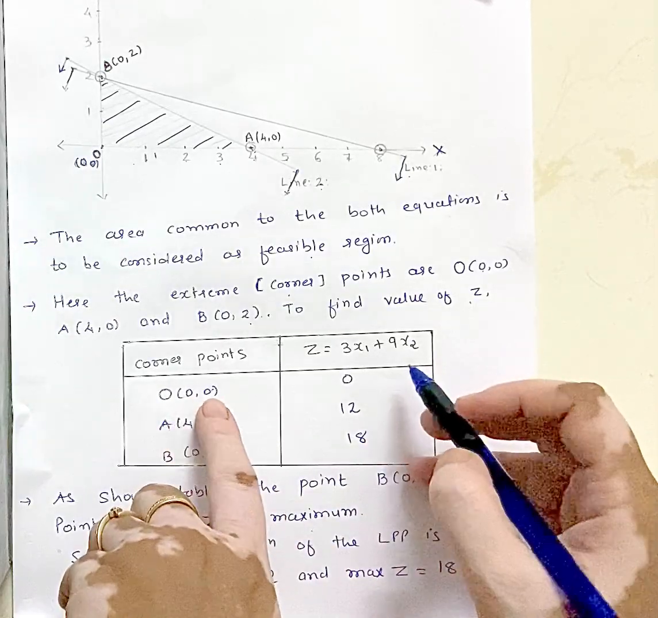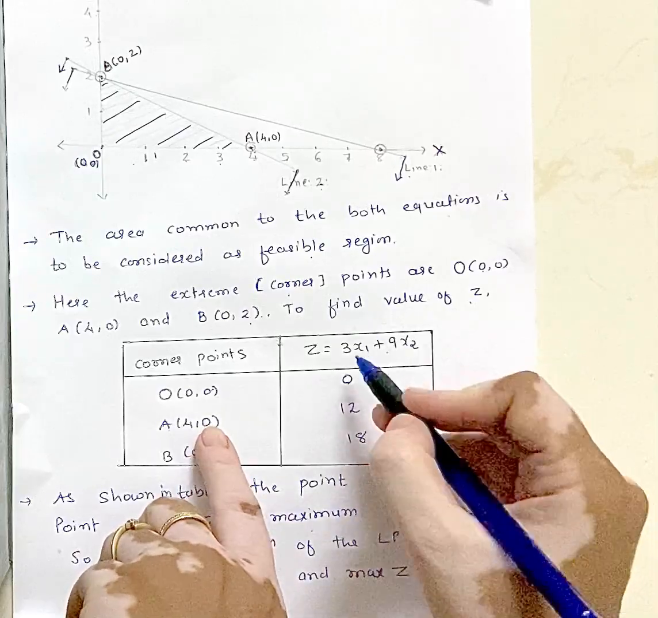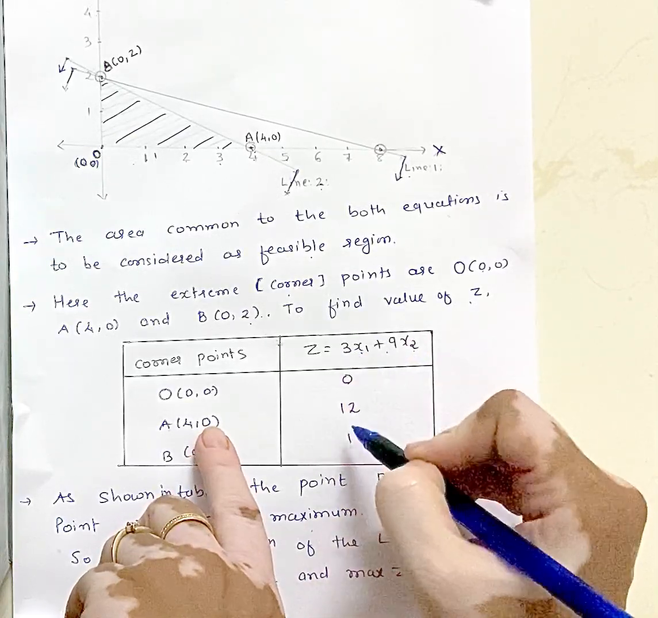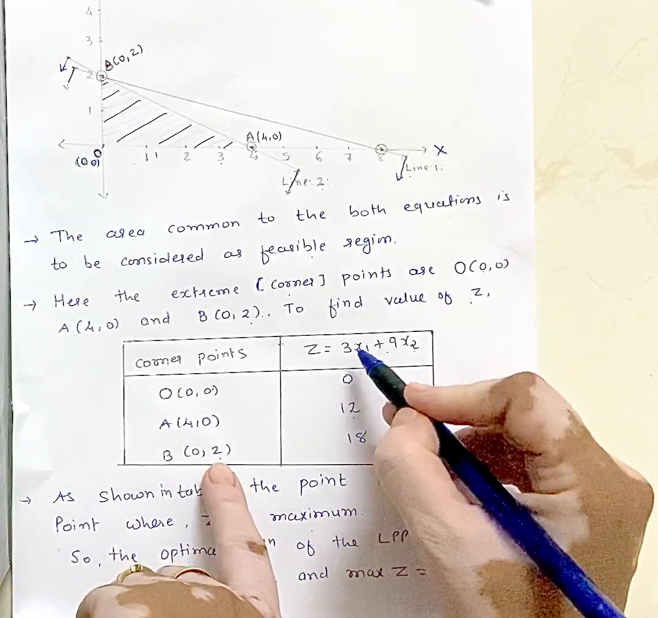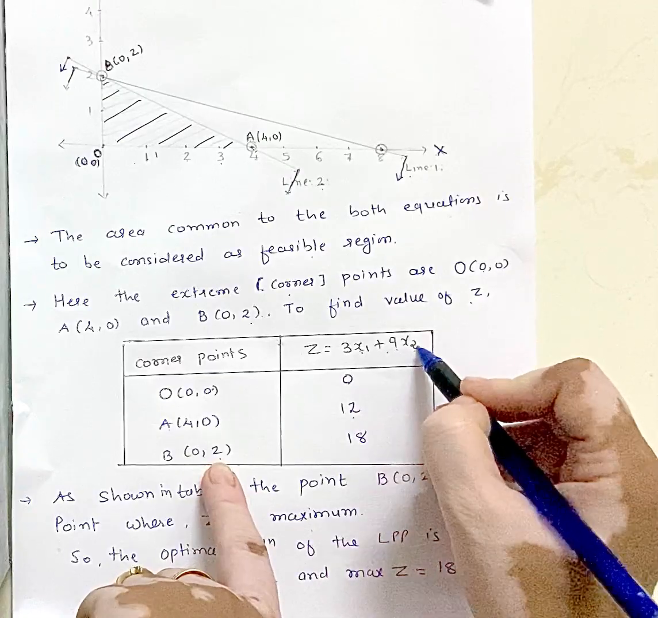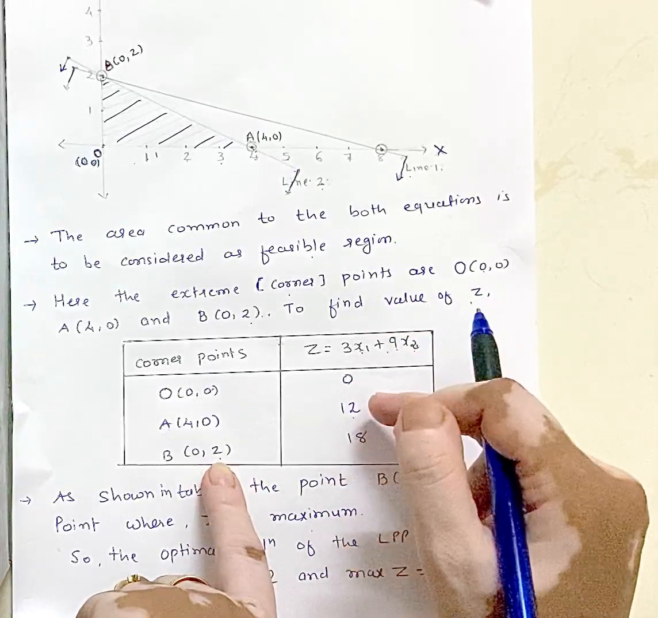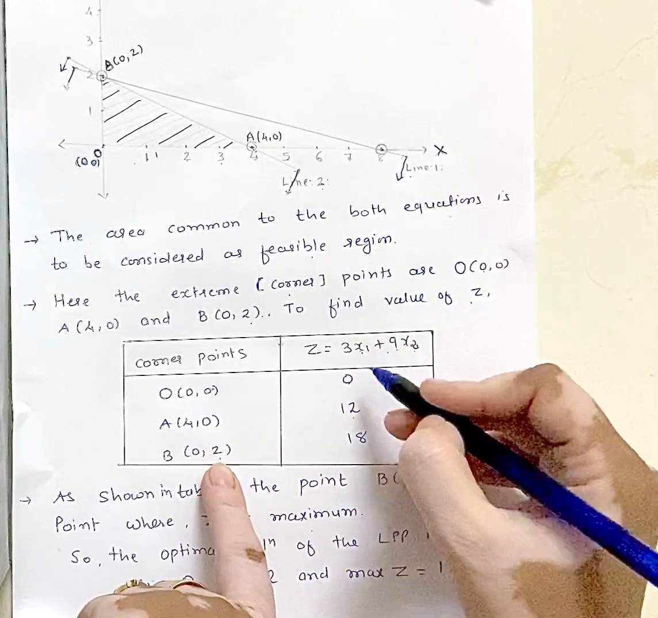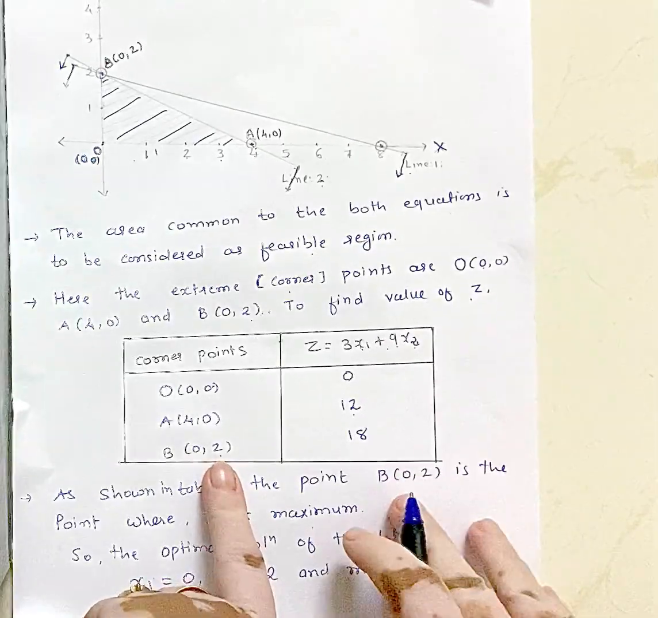Now first you put 0 0 in this equation, you get 0. Then you put 4 0, x1 equal to 4, x2 equal to 0, so 4 into 3 is 12. When you put this 0 2, 0 into 3 is 0, 9 into 2 is 18, so z is equal to 18. Now this problem is of maximization type. You have to select the maximum value. Okay, which one is maximum? 18 is maximum.